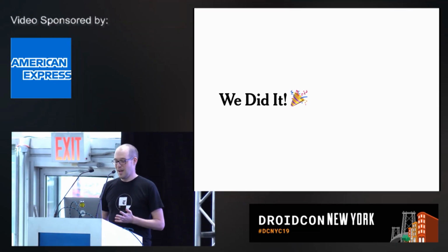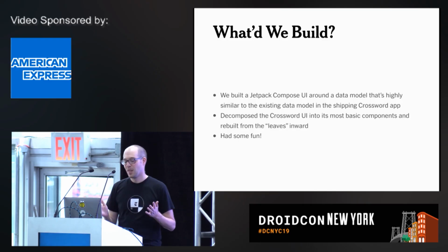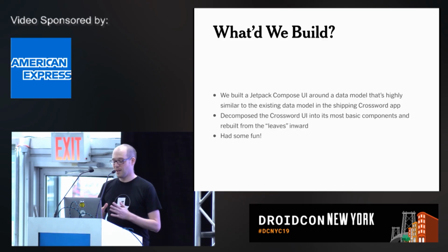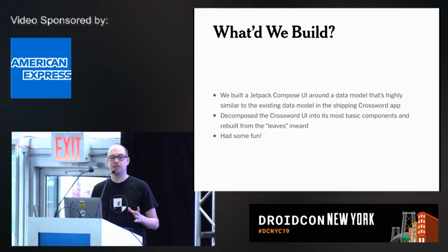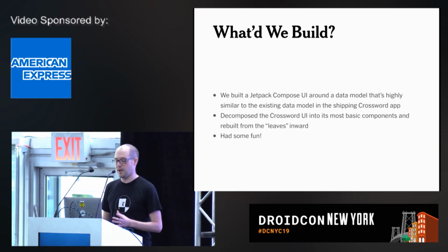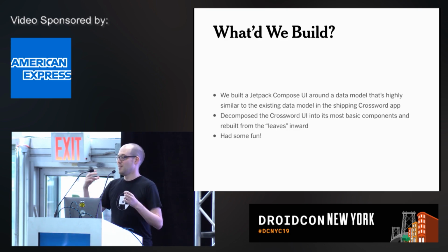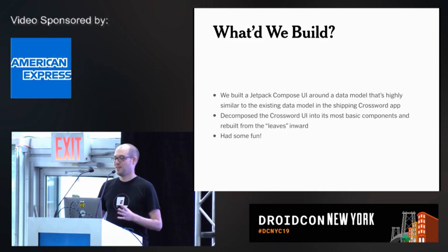We built a crossword puzzle in Jetpack Compose, and we did it in that many lines of code and 35 minutes. So what did we build? We got a Jetpack Compose UI around a data model that's highly similar to the existing model that we're already using in the shipping crossword app. We've decomposed the UI into its most basic components. Black and white squares, you know, it's like the periodic table of the crossword, and then working our way forward from there. And we had some fun doing it.